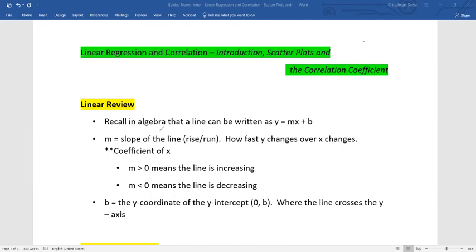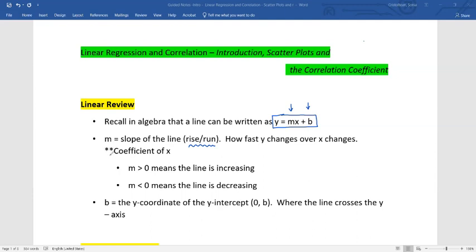Recall in algebra that a line can be written as y equals mx plus b. This is the most popular form of a line, and you should recall that m is the slope and b is the y-intercept. So the slope of the line, denoted m, is actually the rise over run, or the change in y over change in x. And keep in mind, this will be important when we interpret the slope of the line. It tells you how fast y changes as x changes.